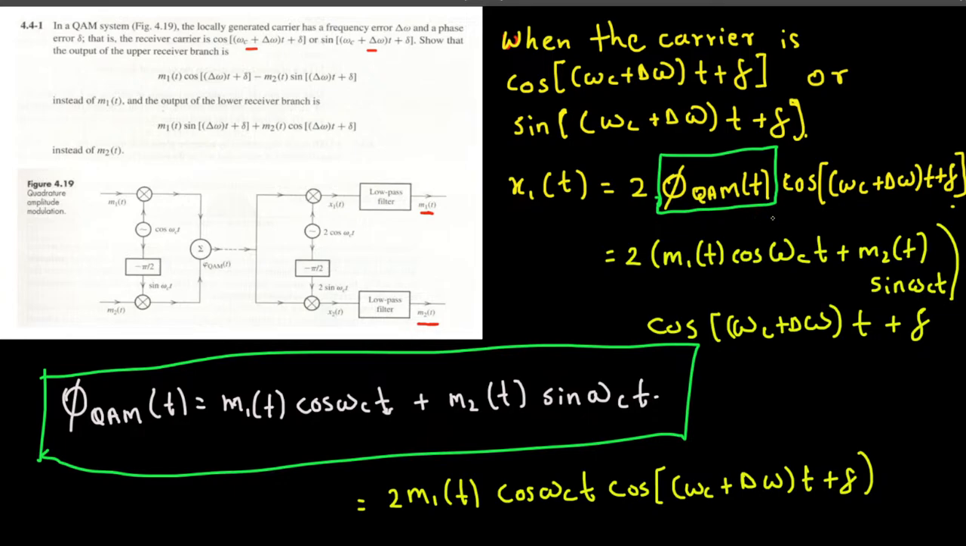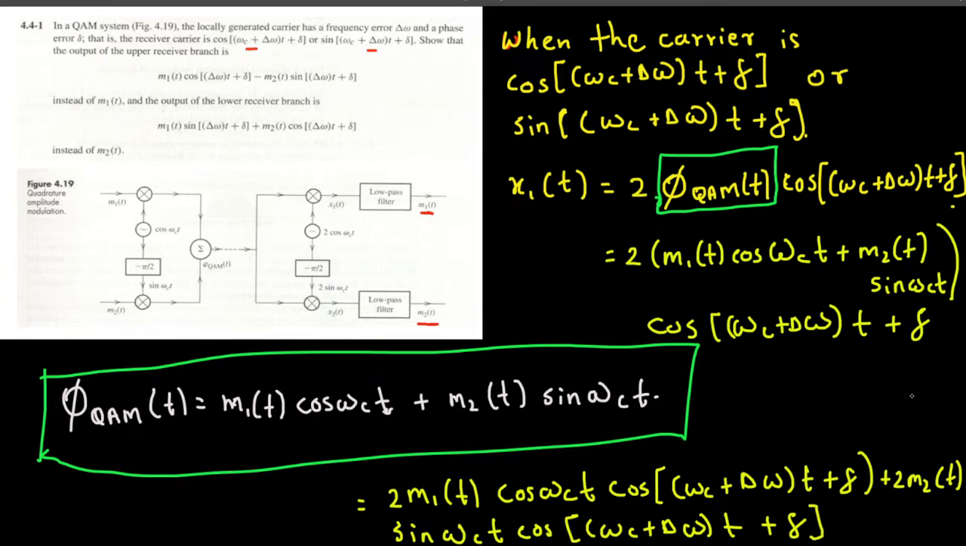And the second term is this 2 m2 of t sine omega ct, that one multiplied by this cos term, that is cos omega c plus delta omega of t plus delta. Okay, so here we have cos multiplying and also sine and cos multiplying.